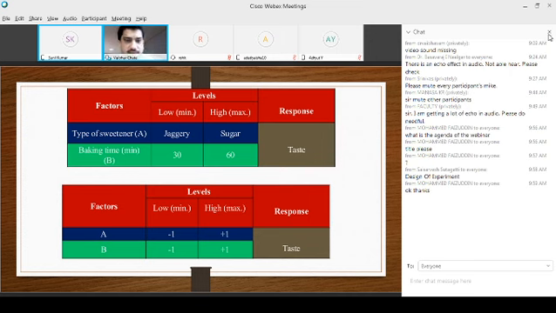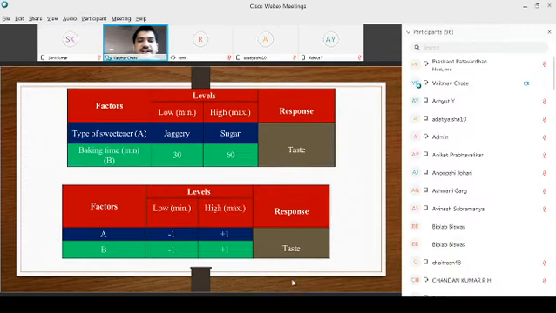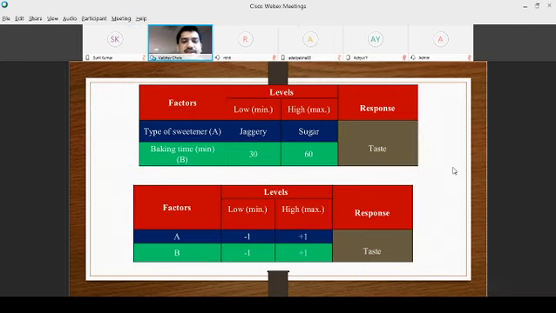So I want the audience to concentrate on these coded and uncoded tables. The top table indicates the uncoded table, and the second one at the bottom is coded. Type of sweetener we called factor A, baking time we called factor B. Minimum level, maximum level: jaggery we have taken as -1, sugar we have taken as +1. Similarly for baking time, minimum 30 minutes we have taken as -1, and for maximum we have taken +1.